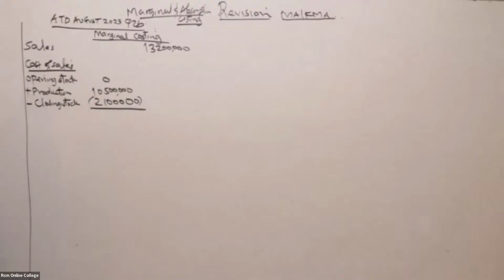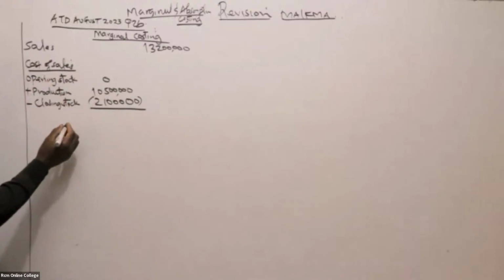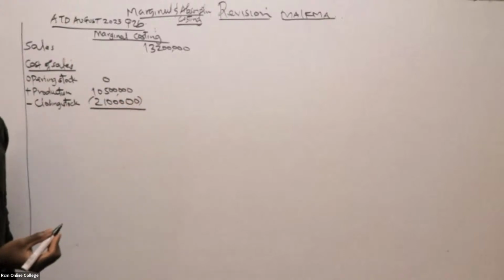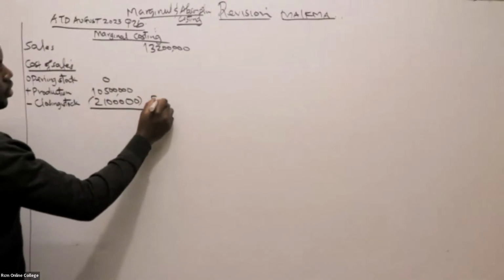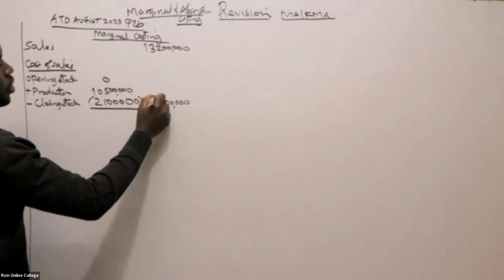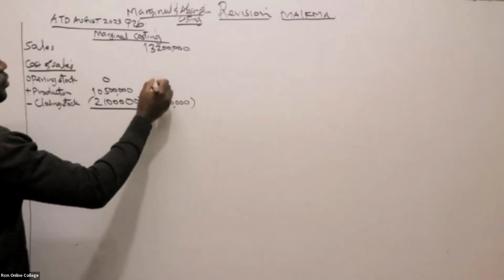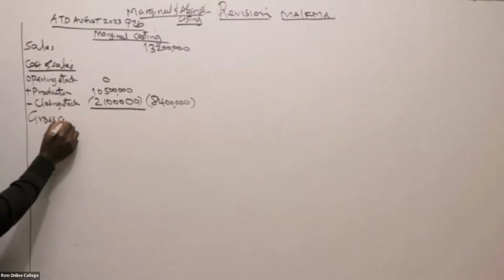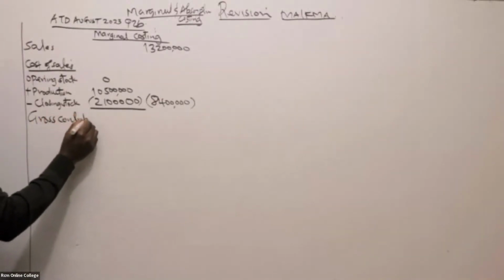So what are you getting as the production cost? Cost of sales. What is our cost of sales? The cost of sales we are referring to here is 8,400,000. Now, when you deduct that from the revenue, what we are getting is called the gross contribution.